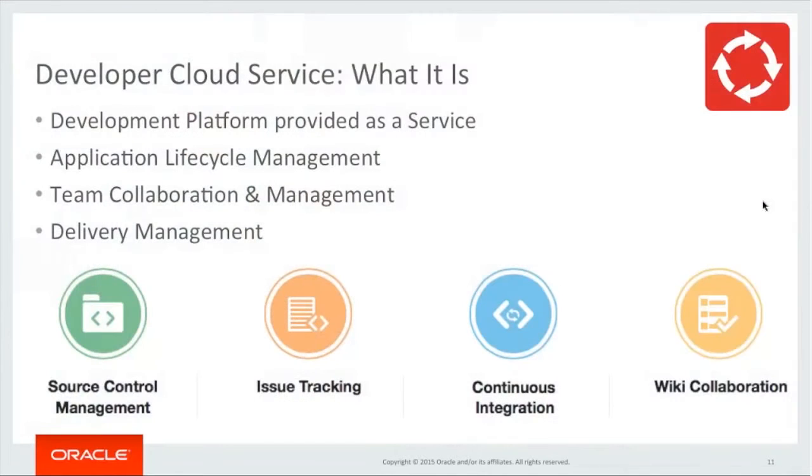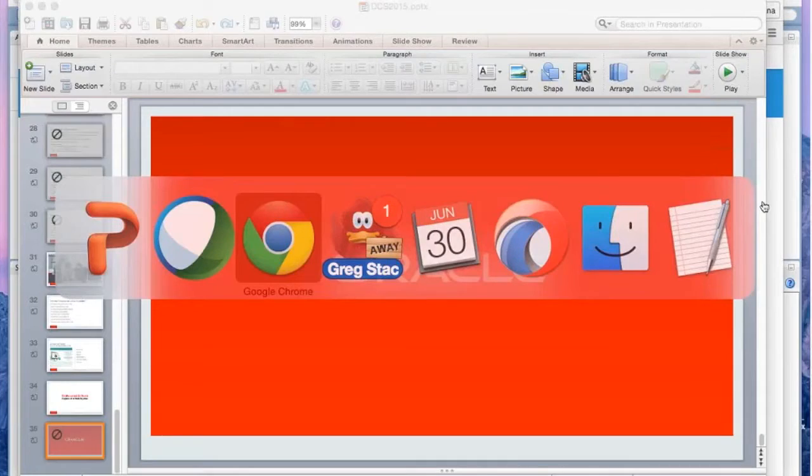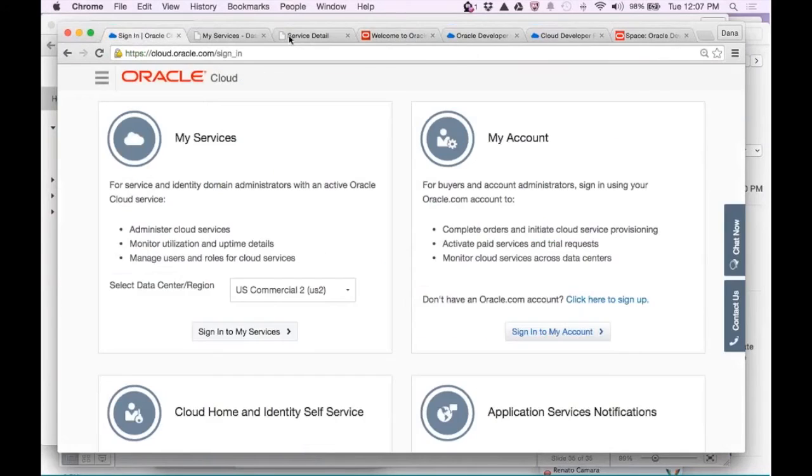Okay, so just to give you a quick picture of what Developer Cloud Service entails, you have source control management, issue tracking, continuous integration, and wiki collaboration. These are just some of the pieces of what goes into this. So this is what we call a development platform as a service, or PaaS for short. Managing your development operations with true team collaboration and delivery management. So with that said, what I want to do is jump on over here to the web dashboard and just show you what this actually looks like.